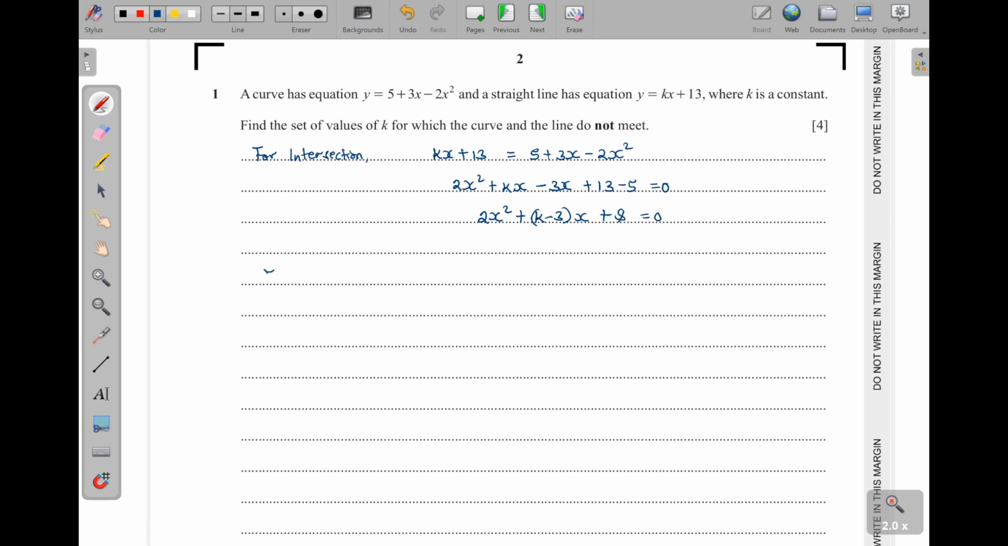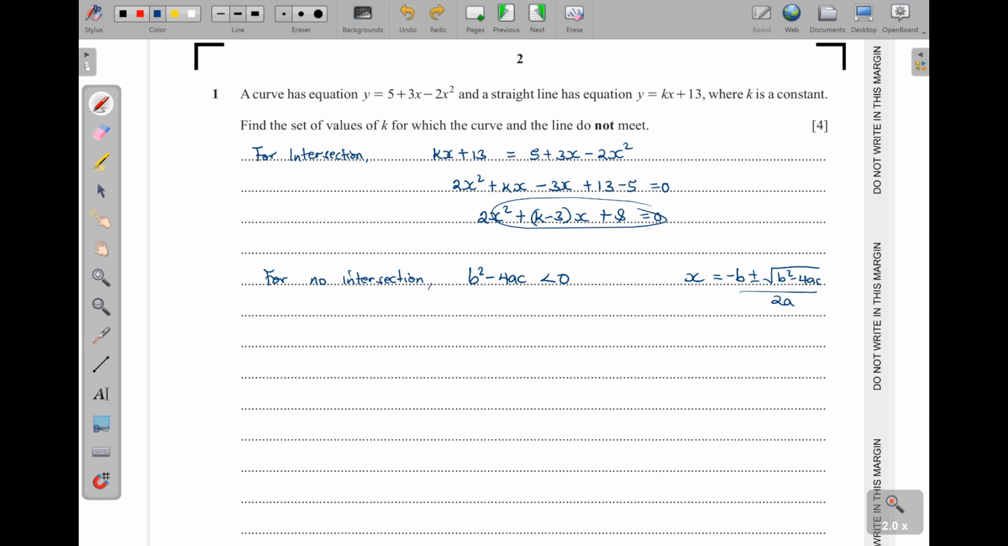Then we can say for no intersection, b squared minus 4ac is less than 0. That is the discriminant. Remember, you're going to solve the quadratic equation using this formula, minus b plus or minus root of b squared minus 4ac out of 2a. You can solve this equation if, let's say this one is 0. That means this whole thing disappears. You will get one answer, that is a repeated root, minus b over 2a.